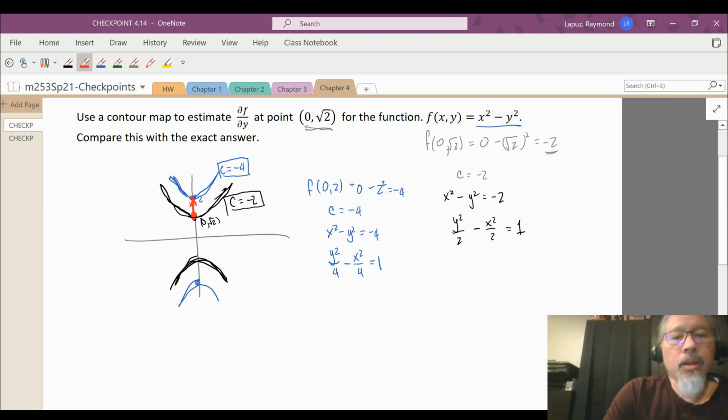Okay. All right. So the way we're going to do this is imagine this happening in 3 dimensions. It's like taking a step in the y direction going north, and what's happening to your height. So it looks like we're going to go from a height of -2 to a height of -4. So that's going to be going downward. We're going to be looking at a negative value.